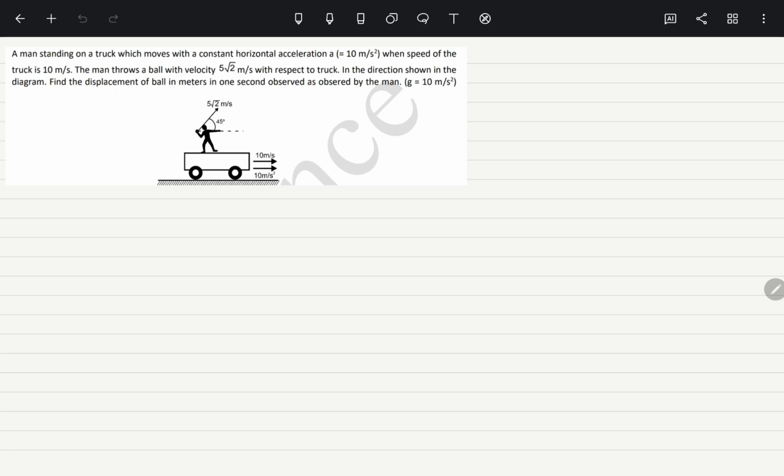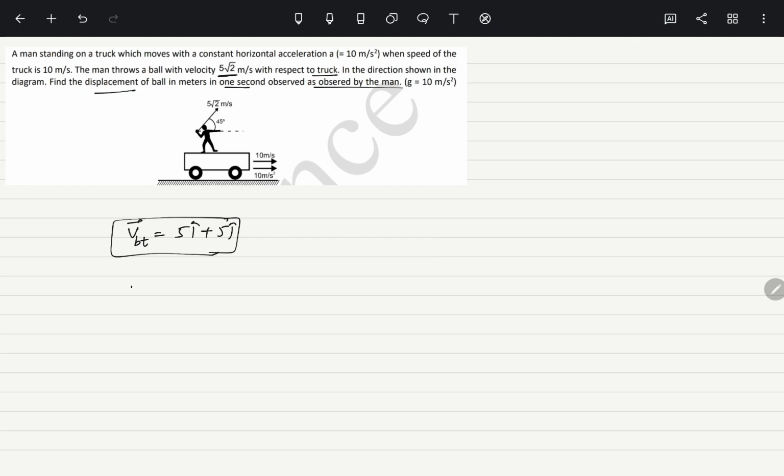The next question is again similar to the last question, a combination of projectile and relative motion. In this question, the velocity of the ball with respect to the truck is given, and we need to find the displacement of the ball in 1 second with respect to the man. The velocity of the ball with respect to the truck is already given, 5 root 2 meters per second at a 45-degree angle. So we need to find the x and y components. It will be 5i cap plus 5j cap.